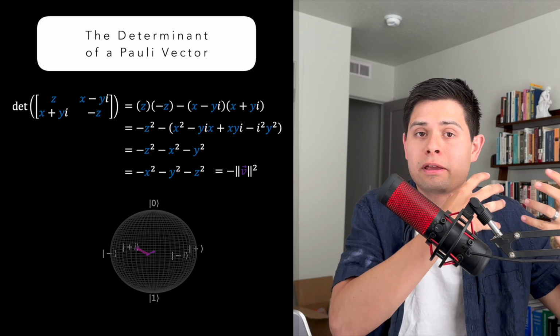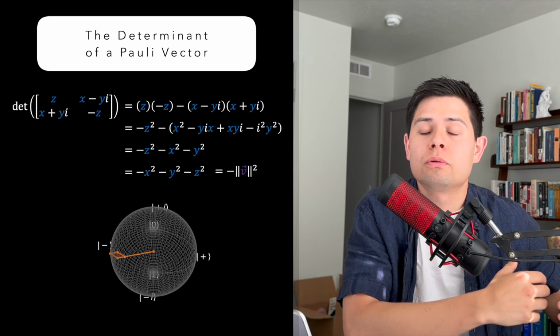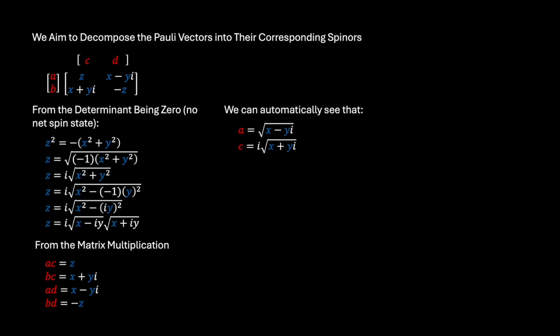This is important because we're going to impose this determinant equaling 0 to help us get to Pauli spinors. So let's go ahead and do that. So how do we do this? Well, we start off by noting that there will be no net spin state, as I mentioned before. In other words, the determinant of our Pauli vector is going to be 0. From this, we can get an expression for z. From matrix multiplication, we get 4 equations and 4 unknowns. We can then call a the square root of x minus iy, and c the complex value of the square root of x plus iy.